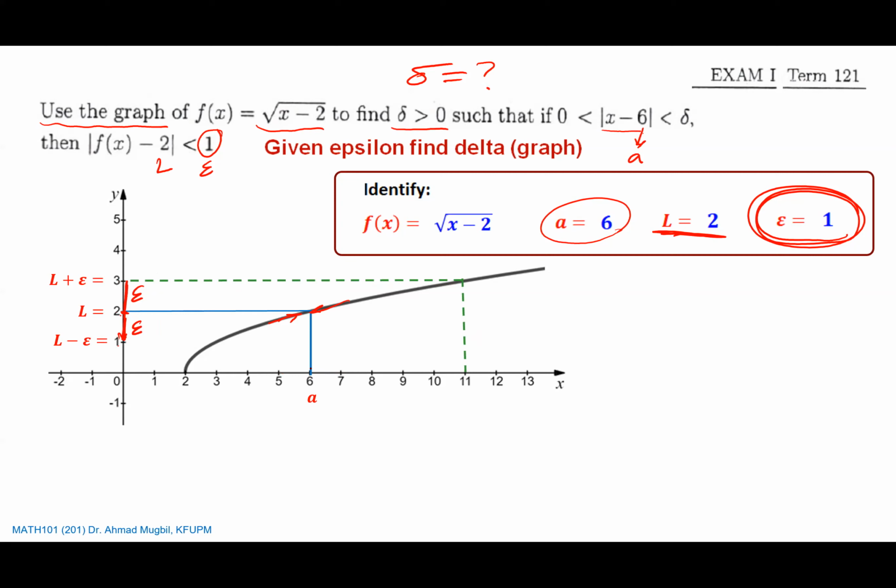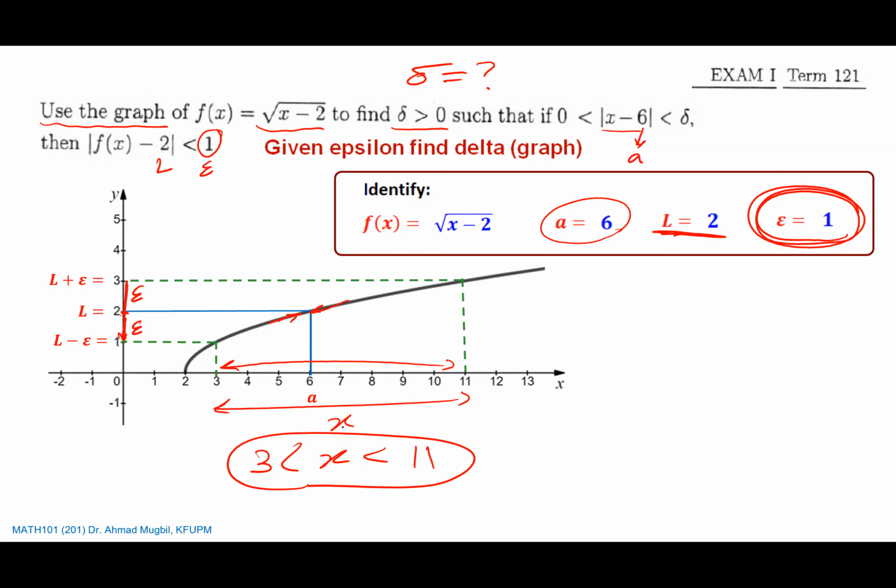Now, again, apply it for the upper and lower limits. When y is 1, x will be 3, and when y is 3, x will be 11. This is the interval that x will be in: a minus delta to a plus delta. So your x is between 3 and 11. If x is between 3 and 11, then y will be between 1 and 3. This is the meaning of that.